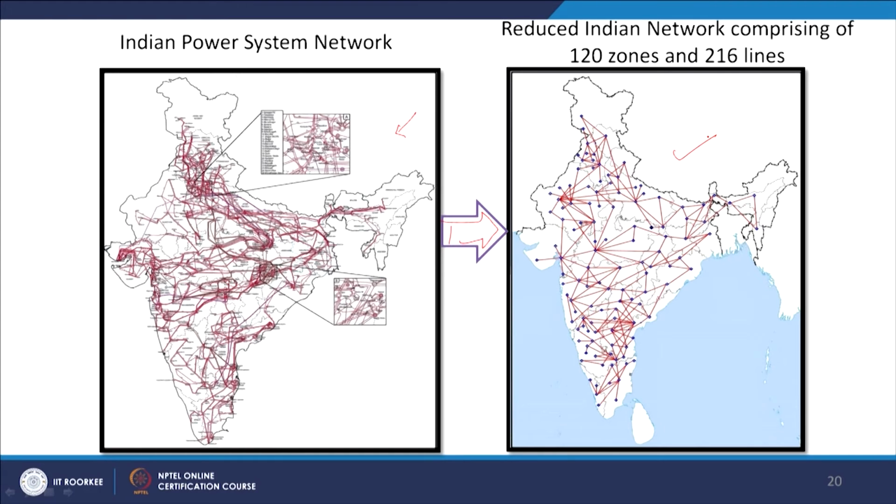What we have done, basically, is that each and every zone has been squeezed to a single node based on certain algorithms, and now my all India system is represented by 216 lines and 120 buses. So, it is easy for me to simulate a 120 bus all India network instead of going for 6,000 buses at large.